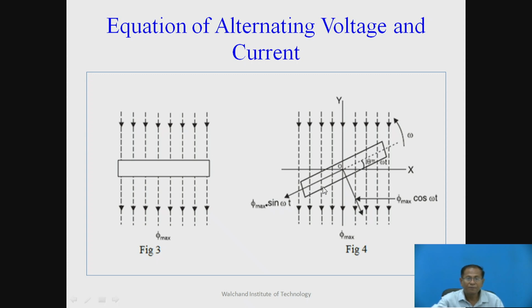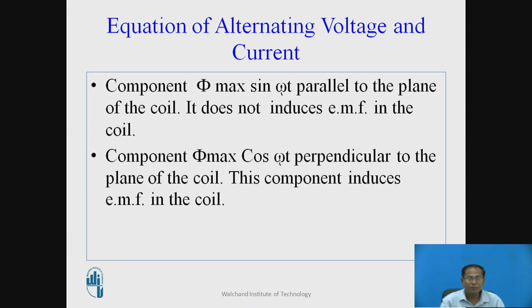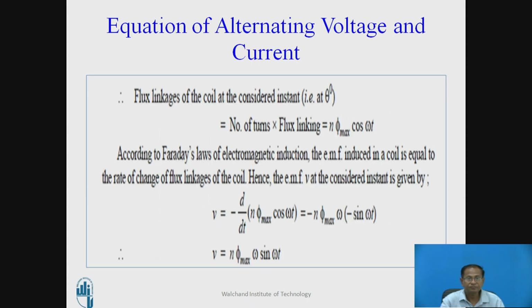The component phi max cos omega t perpendicular to the plane of the coil induces EMF in the coil. The flux linkages of the coil at the considered instant are equal to N into phi, that is, the number of turns into flux, so N phi max cos omega t. Phi max cos omega t is responsible for inducing the EMF.